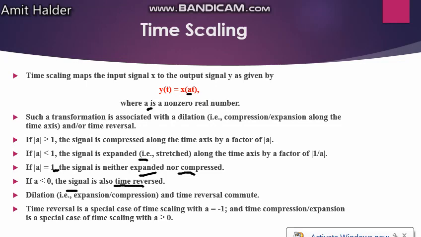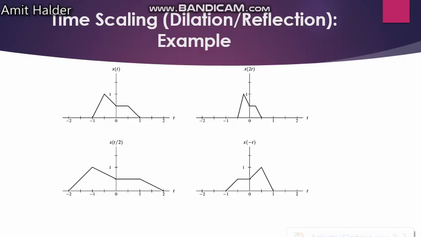In the previous part we have seen the three things: the time reversal, the expansion, and the compression. All things are related to this, and that is also known as time scaling. Now you can see here, if it is x(2t), that will be compressed. If it is x(t/2), that is expanded. If it is x(-t), that is totally reversed, opposite to each other, these two things.